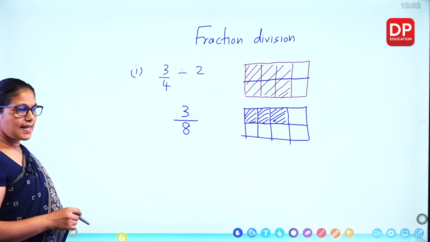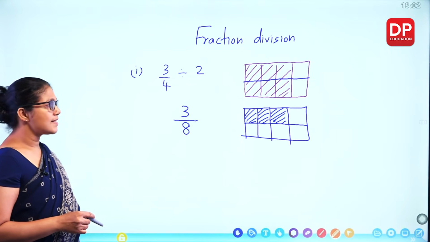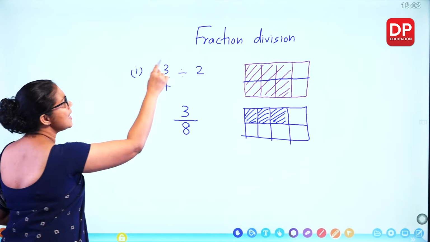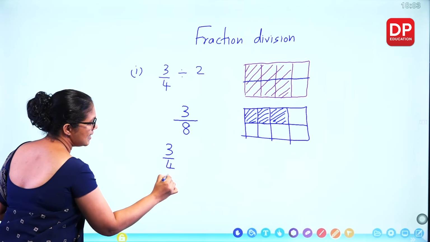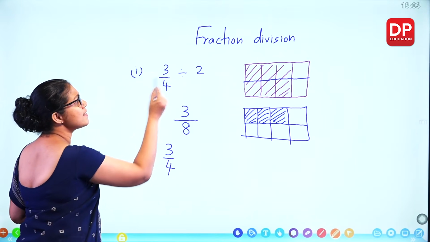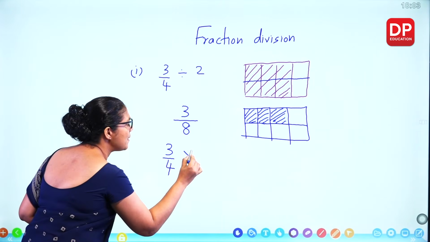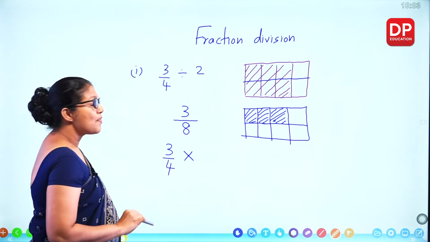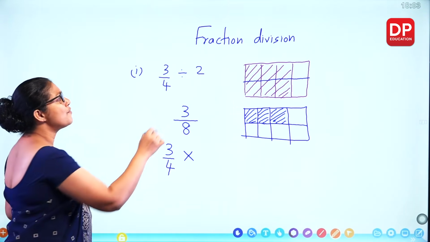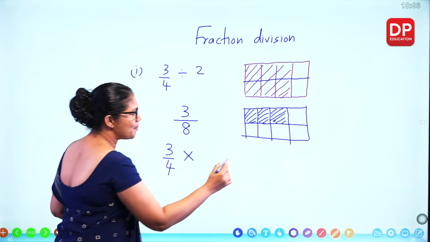Now without drawing this diagram, I can explain this using another method. So what happens when you get a division sign? We keep the first fraction as it is. We convert this division sign to a multiplication sign and then we take the reciprocal of this number. So what does reciprocal mean?